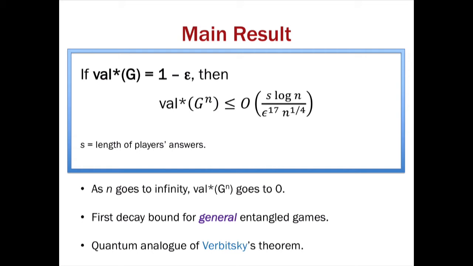So what is Verbitsky's theorem? Before Ran Raz proved his classical parallel repetition theorem, people were working on this question in the classical case. And Verbitsky gave the first proof that the classical value of repeated games goes to 0. But he showed not an exponential decay, just some decay. So this is sort of a quantum analog of that. Okay. All right.